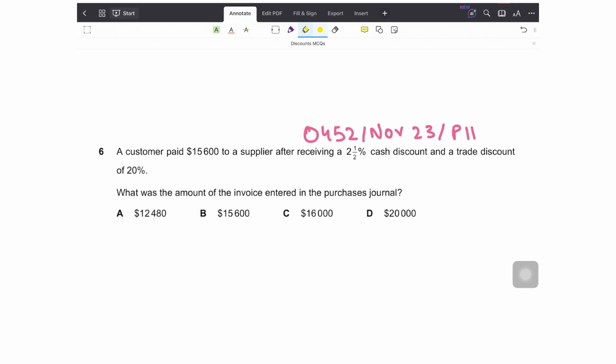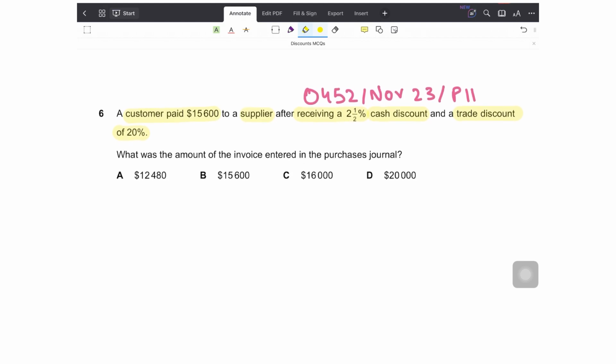Right? Last question. A customer paid 15,600 to a supplier after receiving 2.5% cash discount. Okay, wow. And there was a trade discount as well of 20%. This question is very interesting. What was the amount of the invoice entered in the purchases journal?